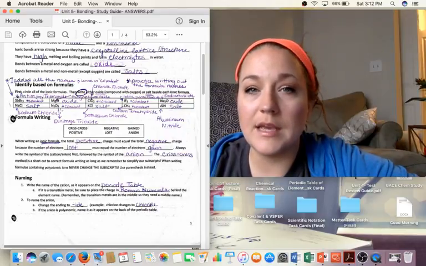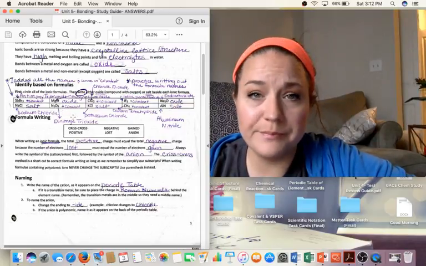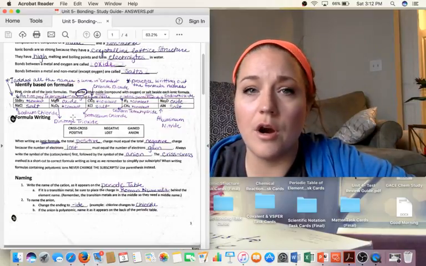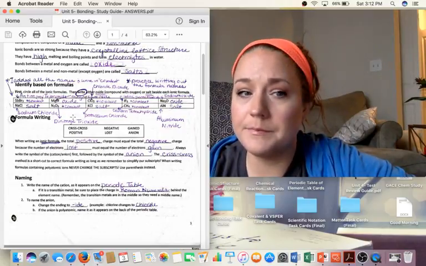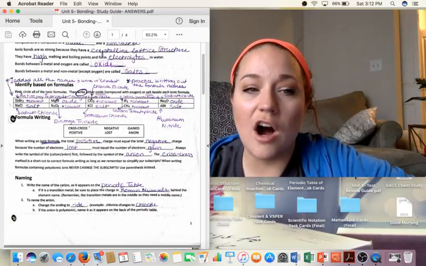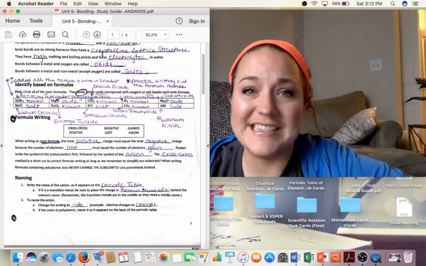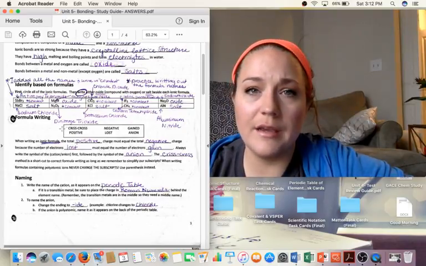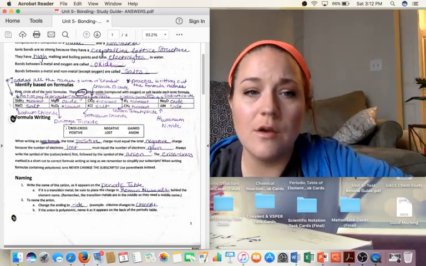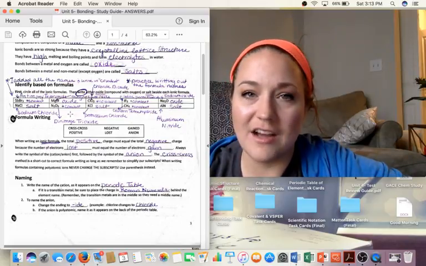N2O3 is a covalent bond, nitrogen and oxygen. Nitrogen and oxygen are both nonmetals. Thus, it's going to be dinitrogen trioxide. Again, remember that the 2 represents di and the 3 represents tri. You only use prefixes when it is covalent bonding, not when it's ionic.